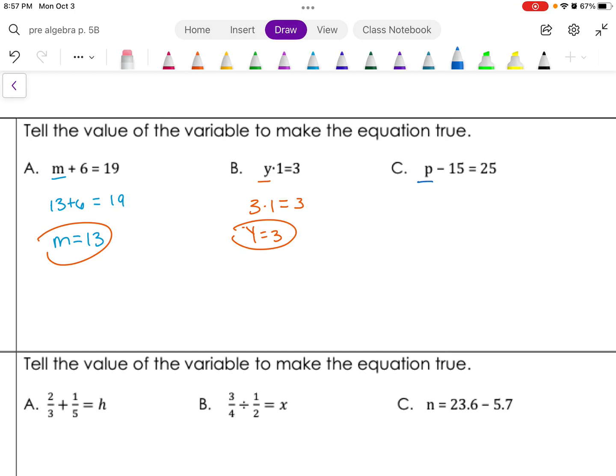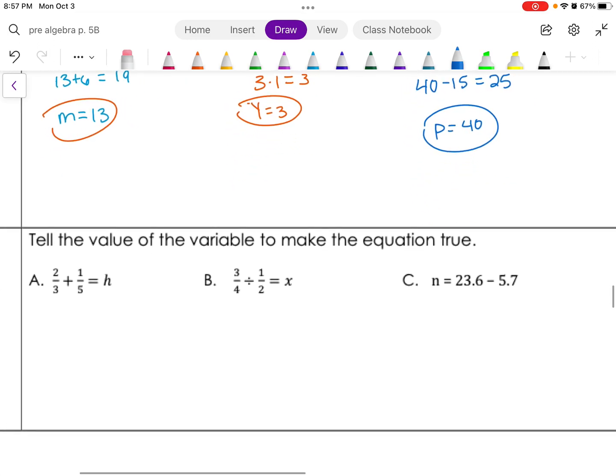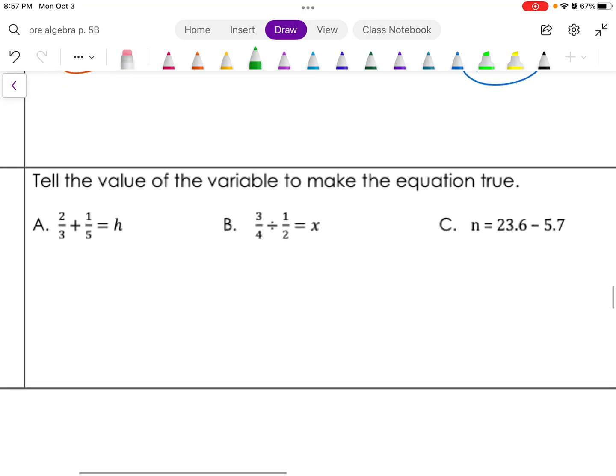Letter C, p minus 15 equals 25. Well, what minus 15 would be 25? So if I subtract it, I need something that's bigger than 25. So 25 plus 5 would be 30, plus 10 would be 40. So 40 minus 15 is 25, which means p is equal to 40. Just a couple more examples. Tell the value of the variable to make the equation true.